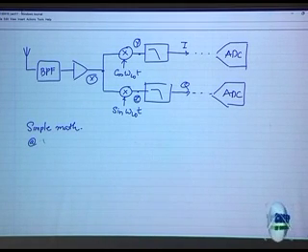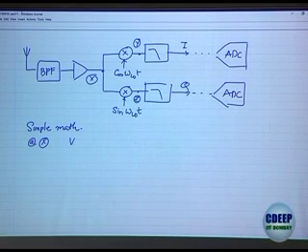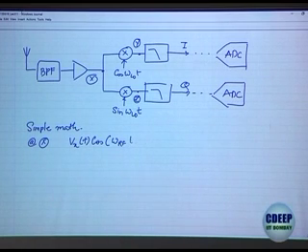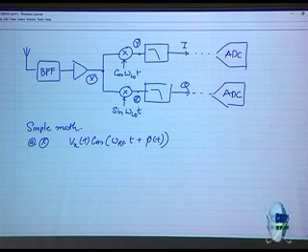So at X, what do you have? A Vx(t) cos of omega RF t plus phi t. So the information can be in amplitude as well as in the phase. Okay, we don't know that yet.